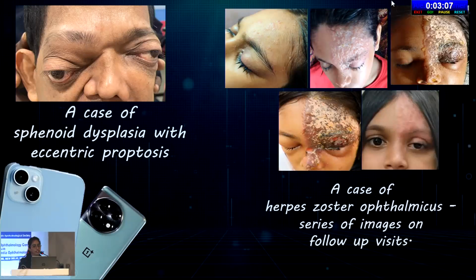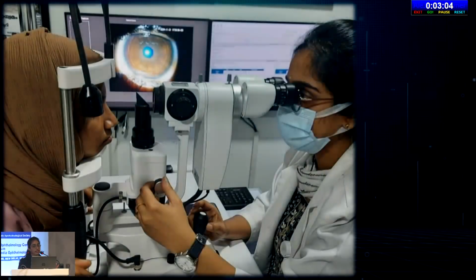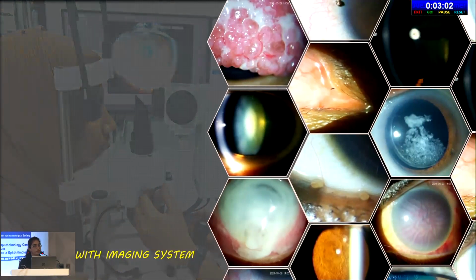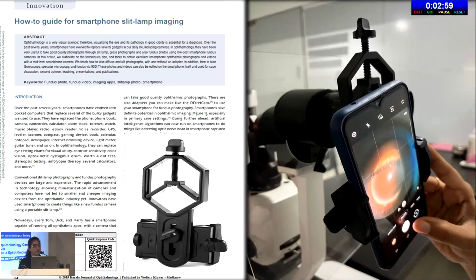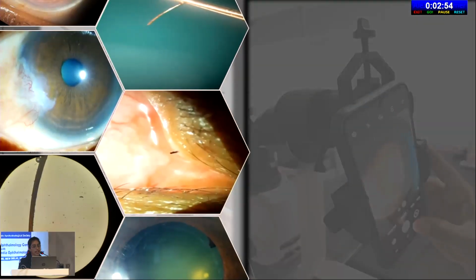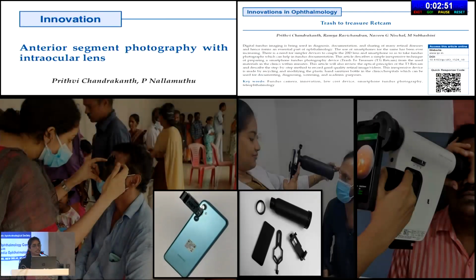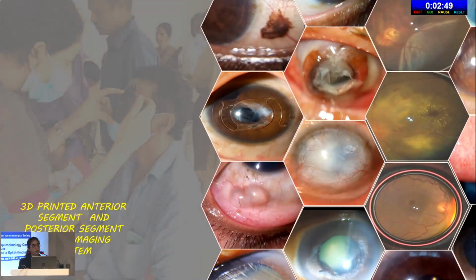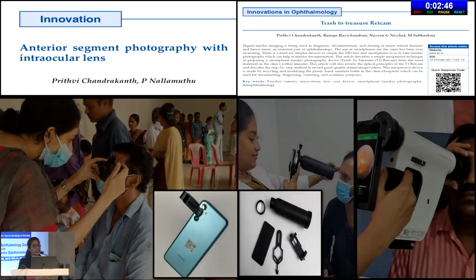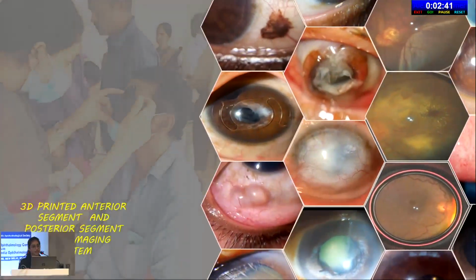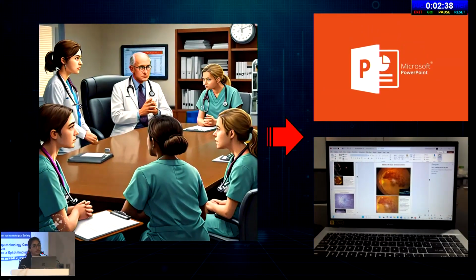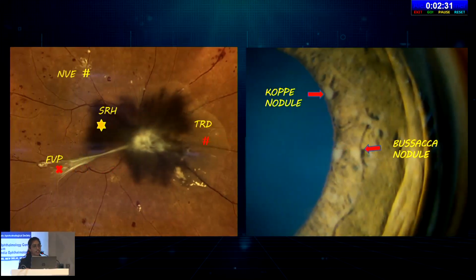Initially, we used to take photographs with our smartphone, and later, when we were using the slit lamp, we collected images from the imaging system attached to the slit lamp, and we also used a smartphone adapter to connect to the eyepiece of the slit lamp to get the images. Fundus images were collected from the fundus imaging system in our hospital. And in community outreach programs, we used a 3D printed anterior segment as well as posterior segment imaging system and smartphone based fundus cameras. Later, after a discussion with our consultant, these were added into simple digital platforms like Microsoft PowerPoint, and we added annotations to improve the images.